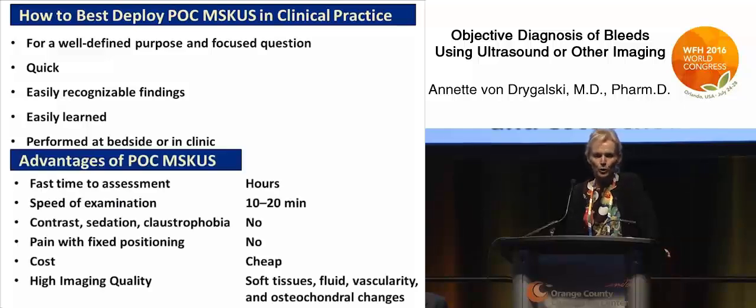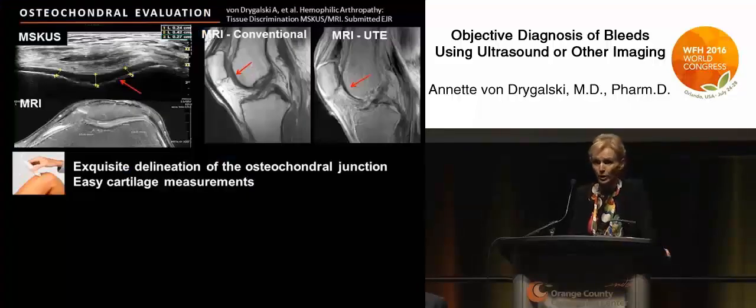So the advantages of point-of-care ultrasound are that it's fast time to assessment, speed of examination, there is no contrast, sedation, or claustrophobia, maybe like with MRI. There is no pain with fixed positioning over a long period of time. It's cheap, and it has high imaging quality for soft tissues, fluid, vascularity, and also osteochondral changes. And I say that with some certainty, and we'll just make a little excursion for one slide in work that we are currently doing. So this is an osteochondral evaluation comparing high-resolution ultrasound with MRIs.